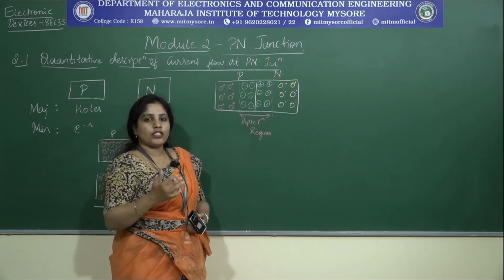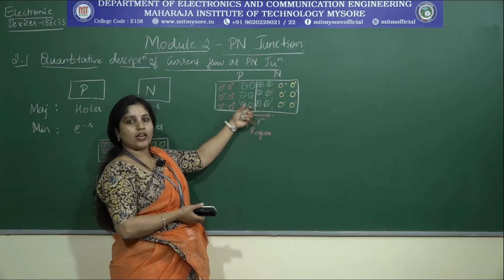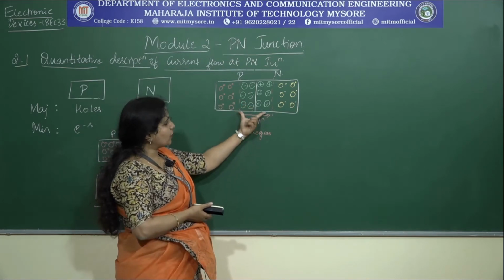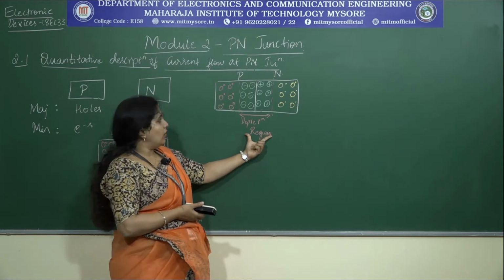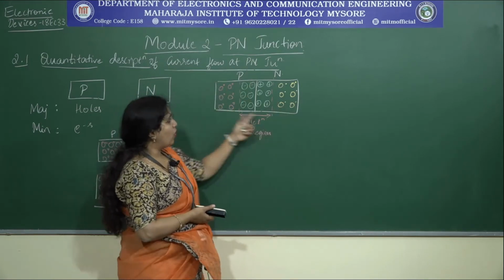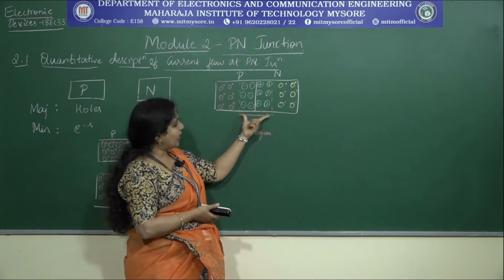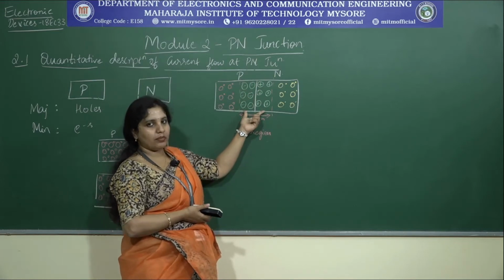Mobile carriers are the ones which are free to move, which are easy to move, whereas that is not the case here. These are the immobile ions that I am speaking about. Therefore, I refer to this particular region as the depletion region. So, this is how a p-n junction is created and how there exists a depletion region at the junction where they both meet.